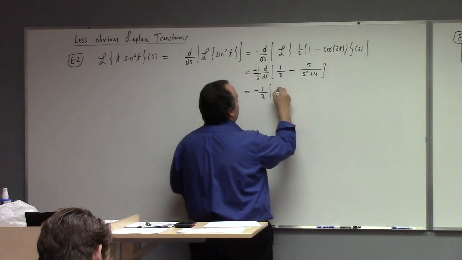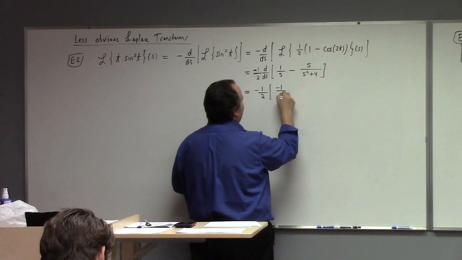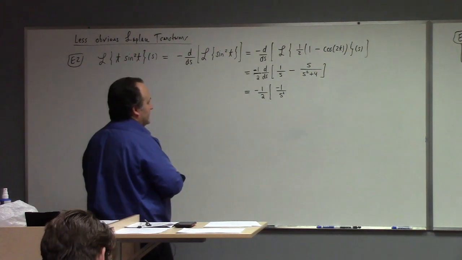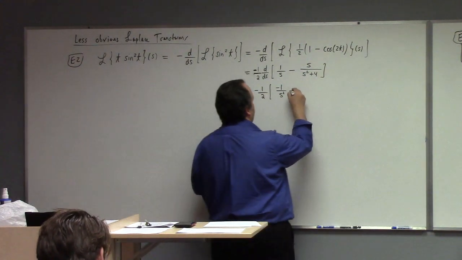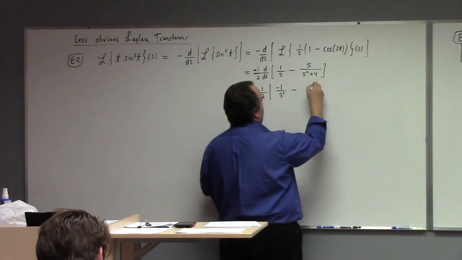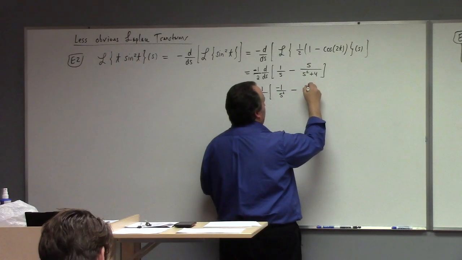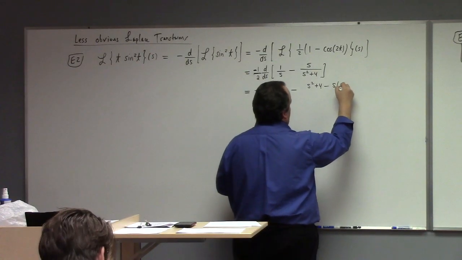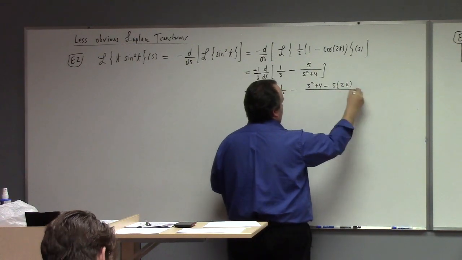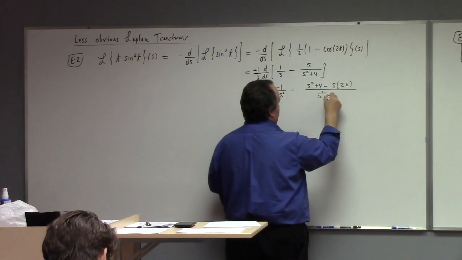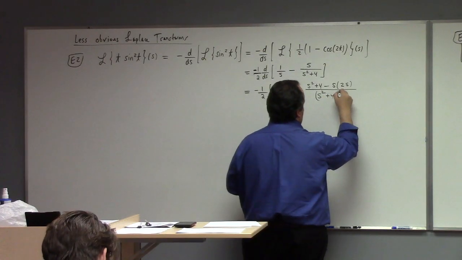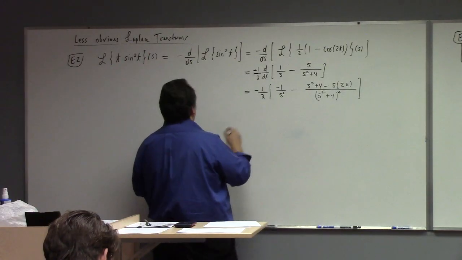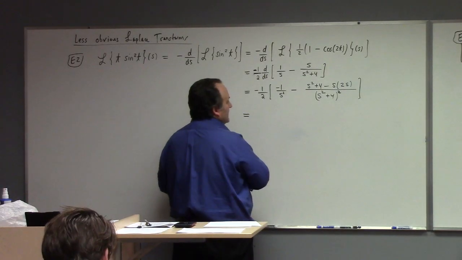Let's see here. Sorry. Oh my goodness, we're differentiating a quotient. What are we going to do? I would suggest the quotient rule. So the derivative of s is 1. So I've got s squared plus 4 minus s times the derivative of the denominator, which is 2s, all divided by s squared plus 4 quantity squared. Yowzers. Clean it up, and we're done.